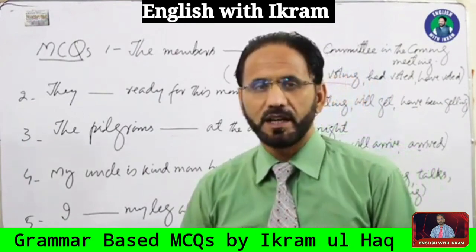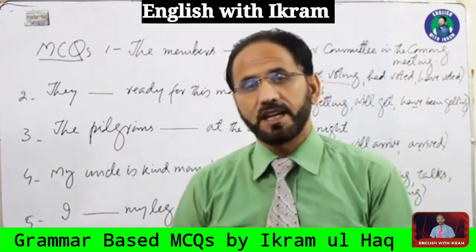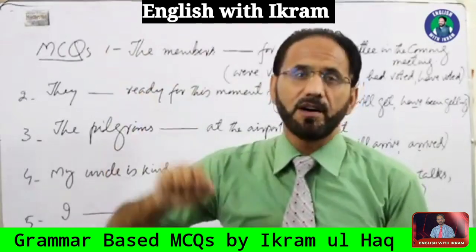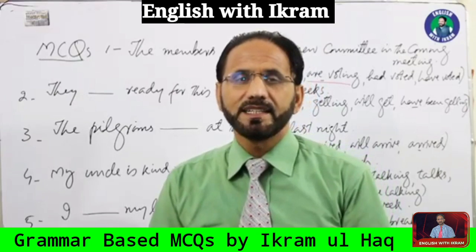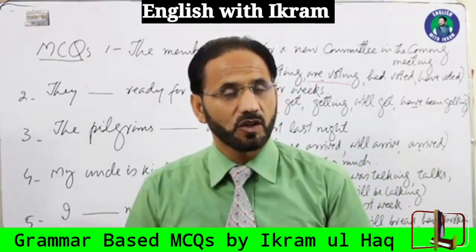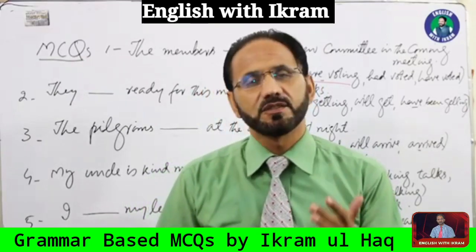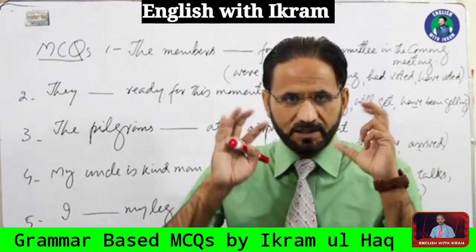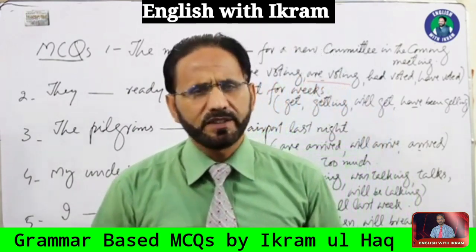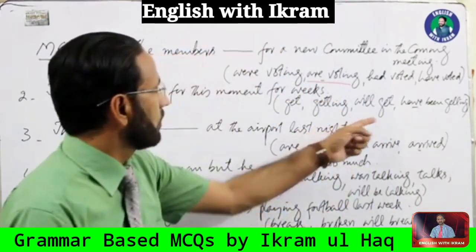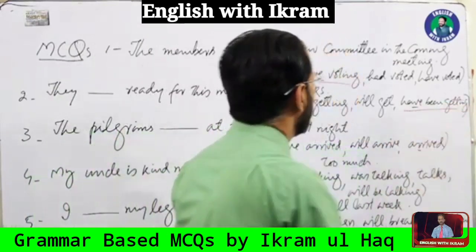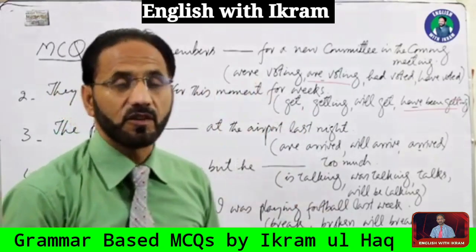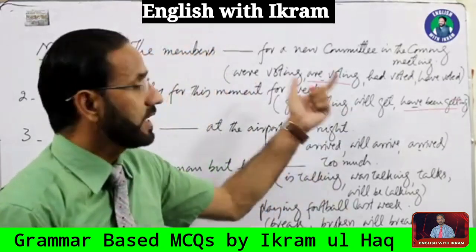I have told you that whenever we talk about an action that started in the past, continued till present and still continues, it is present perfect continuous, where we use since and for. If you have this concept in your mind, you will definitely opt for the right option. They have been getting ready. This is the right option. They have been getting ready for this moment for weeks.